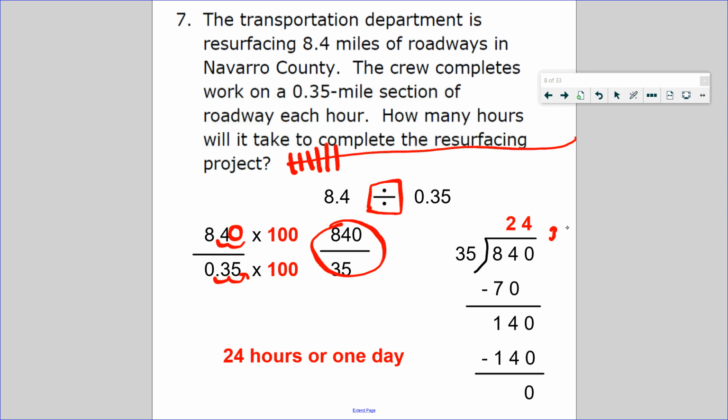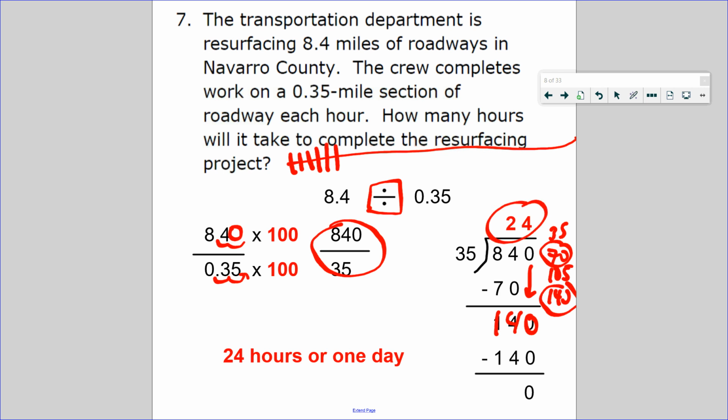So you divide 840 by 35. The pattern for 35 is 35, 70, 105, 140. How many 35s go into 84? 2 times 70. Subtract it, you get 14. Bring down the 0. Oh, 140 is right here. It's the fourth number. It takes 24 hours.